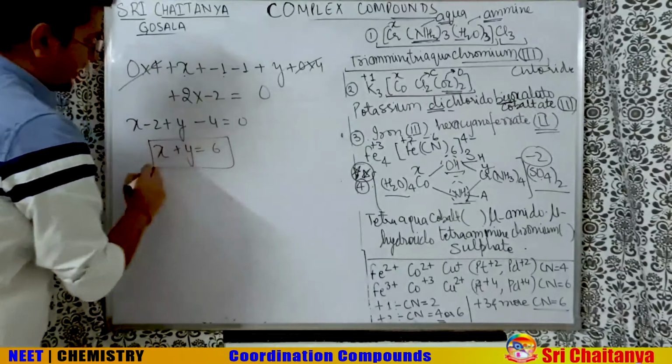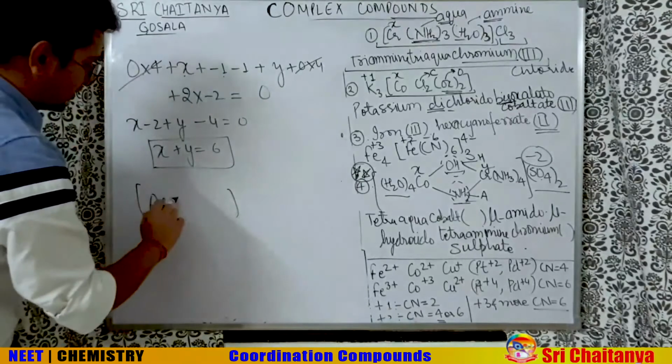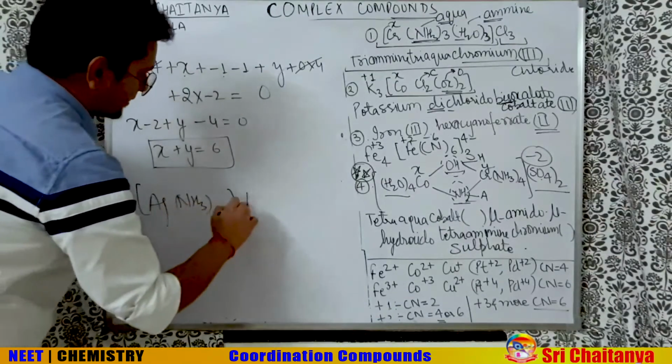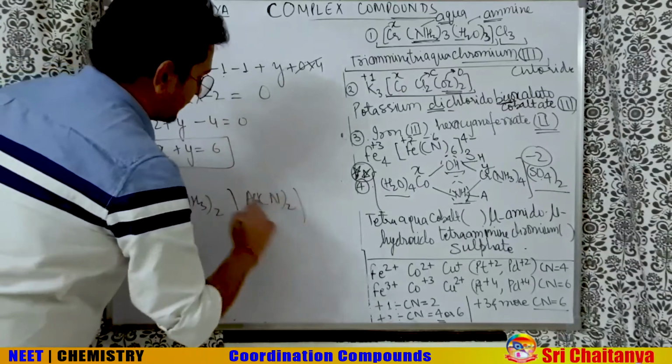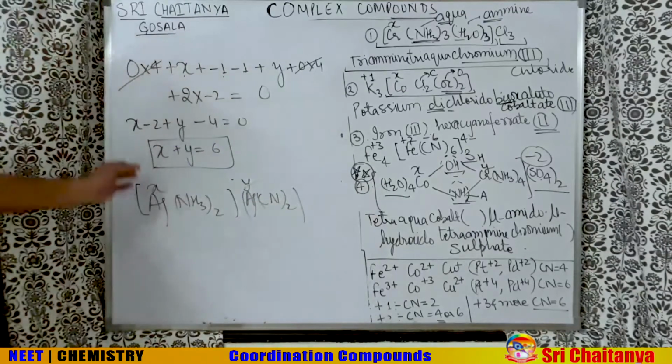So whenever there are two central atoms, you can get two conditions like this. Like [Ag(NH3)2] and [Ag(CN)2], this is also one of the examples. Here also you have to take X and Y and solve it. Now X plus Y came 6.